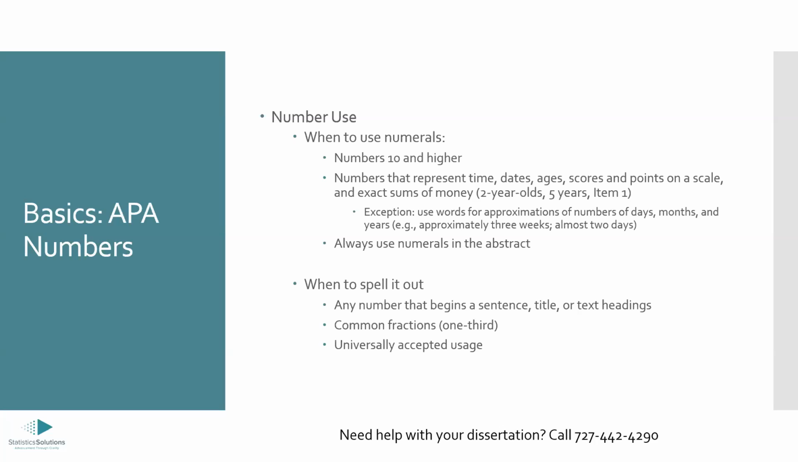So something along the lines of if you were to say, oh, we looked at a 2-year time, that would be the number 2 because you're talking about time, rather than saying, oh, we had 2 participants. In that case, you should have more than 2 participants, but in that case, you would write out TWO. So anything under 9 that does not represent a time, date, or age or score, or exact sums of money as well, is going to be written out in words rather than in numbers.